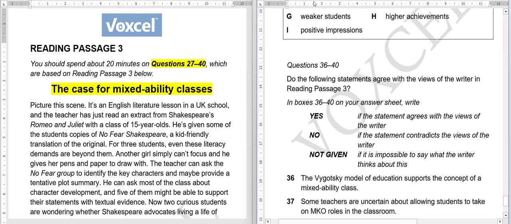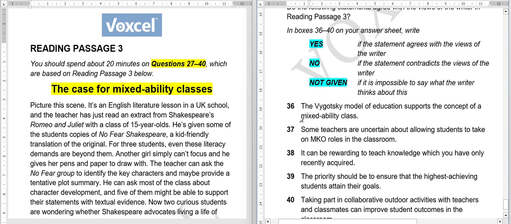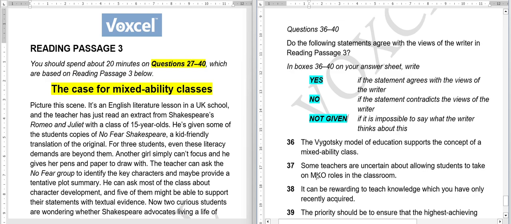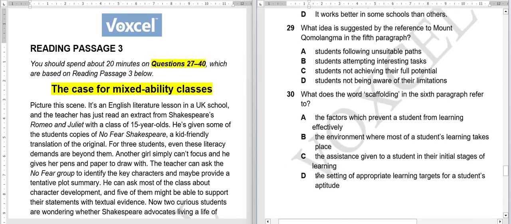And 36 to 40, this is our third set, and it is yes, no, not given. So you have to write yes, no, not given in front of these boxes. I hope it is clear. So now we will make a strategy.